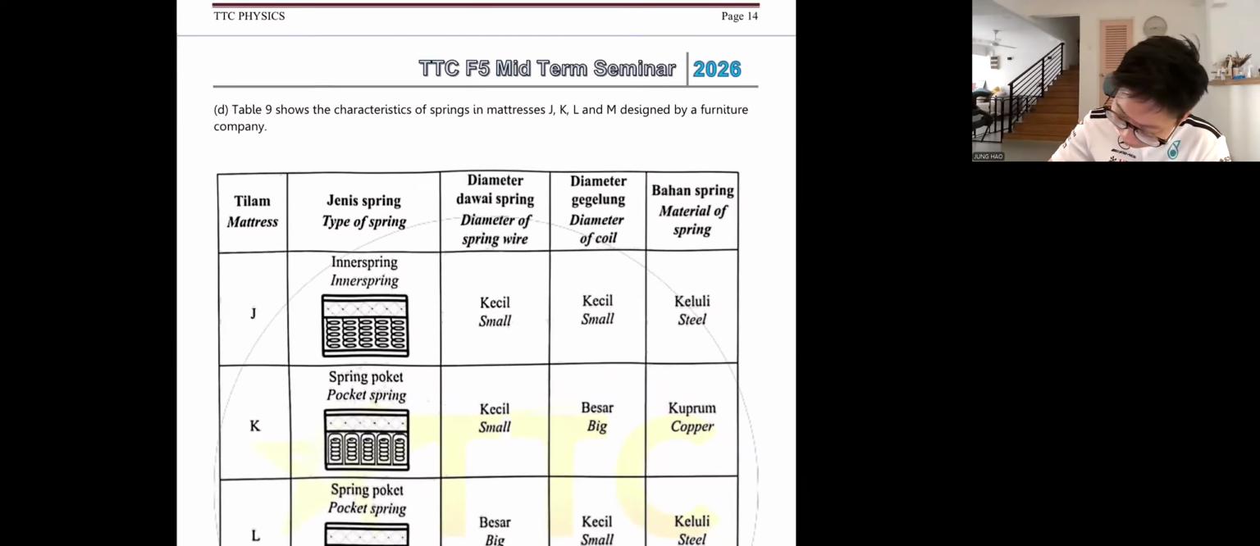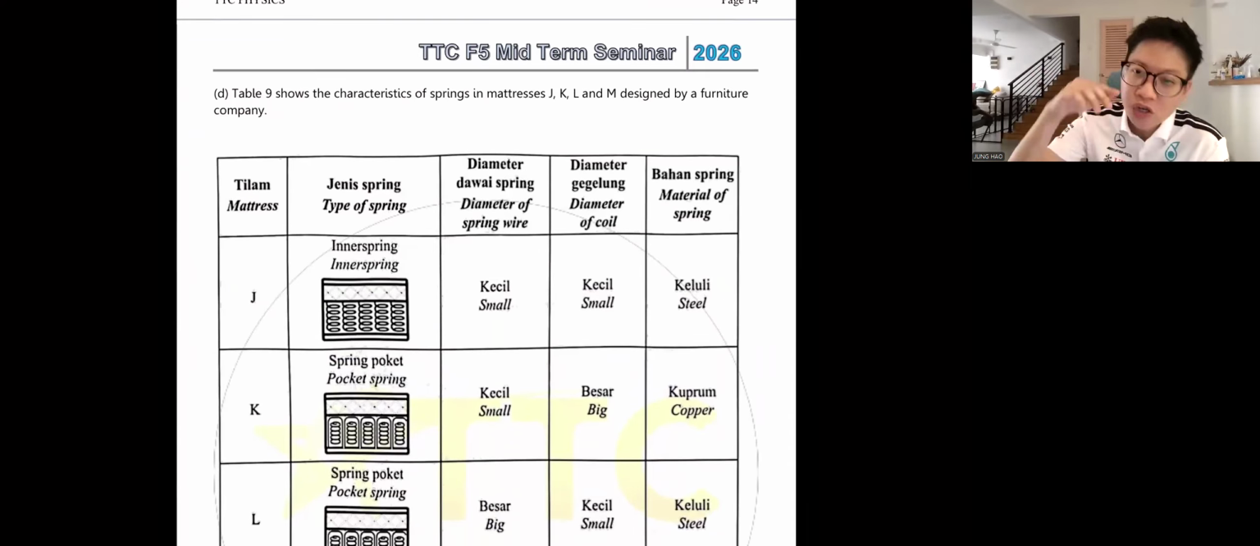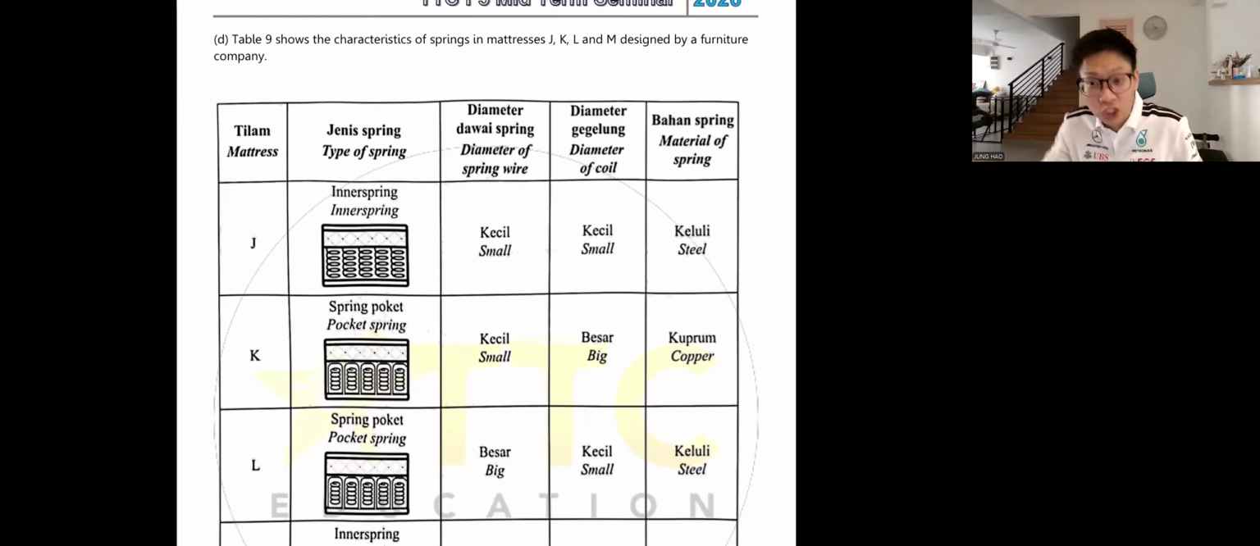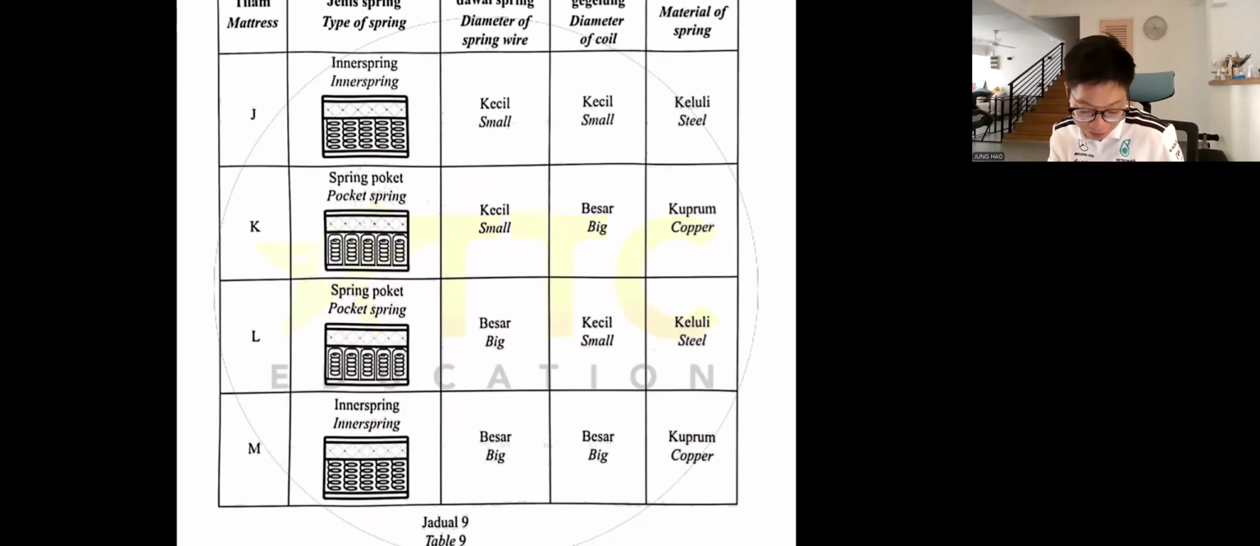Okay, now let's look at page 15. So we have to look at the spring, designed by a furniture company. Okay.